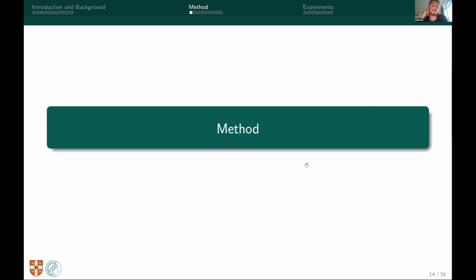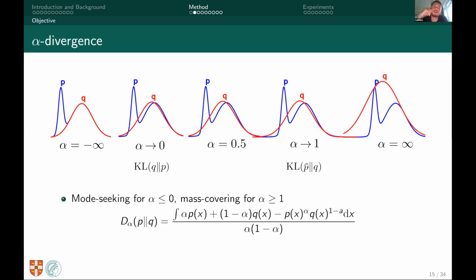Cool. So I'm just going to go through the method now, and we have quite a few ingredients. I'm just going to go through them one by one until we have all the puzzle pieces we need. The first is to think about what objective we actually want to minimize. As Vincent mentioned previously, reverse KL divergence has this problem of being mode seeking, where it typically finds a subset of the modes and then fits them really well. And what we're interested in is covering the whole distribution.